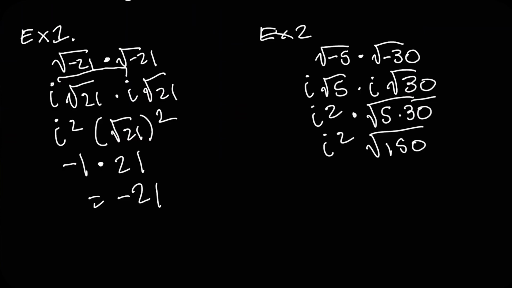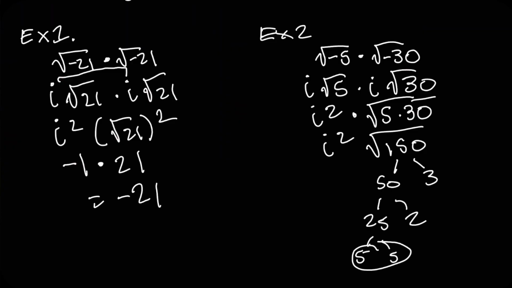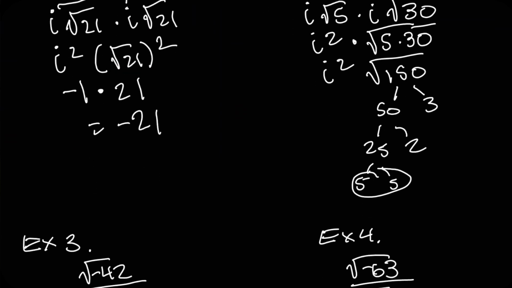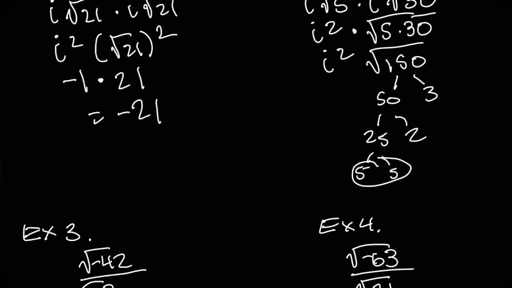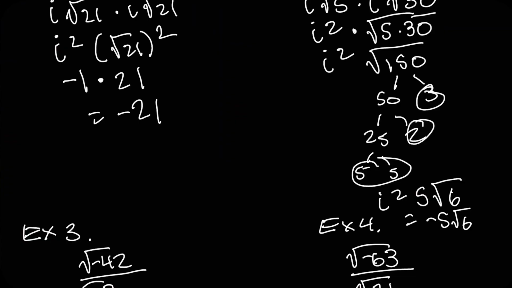And we can further break down the square root of 150. So this will give us a 50 and a 3, a 25 and a 2, and then finally a 5 and a 5. So we'll reduce this down to i squared, 5, and then the square root of 3 times 2, which is 6. So this will be -5, and then the square root of 6.